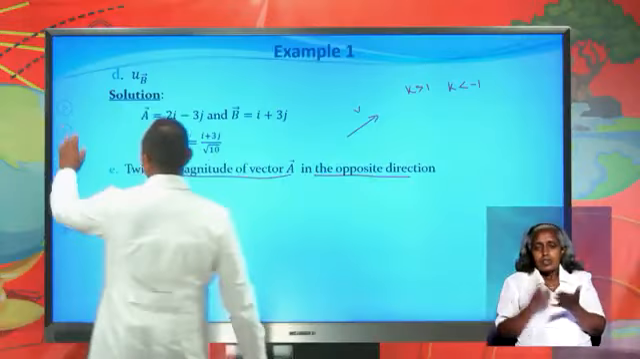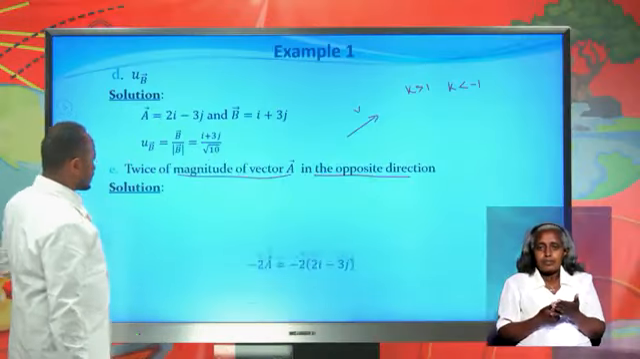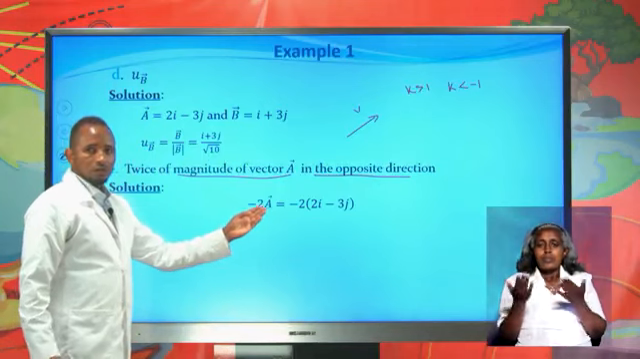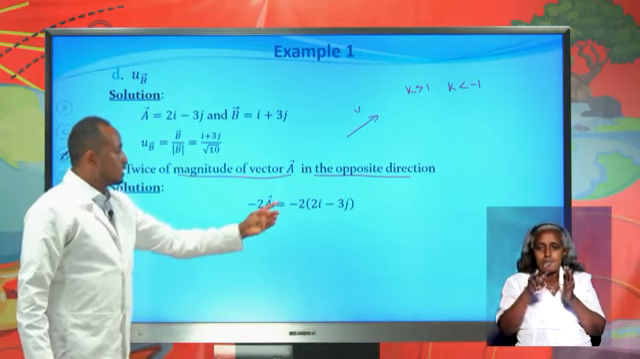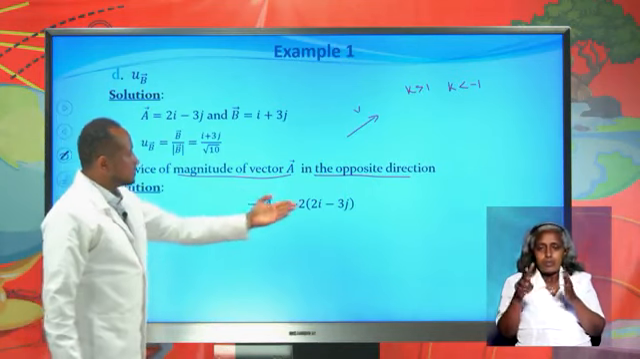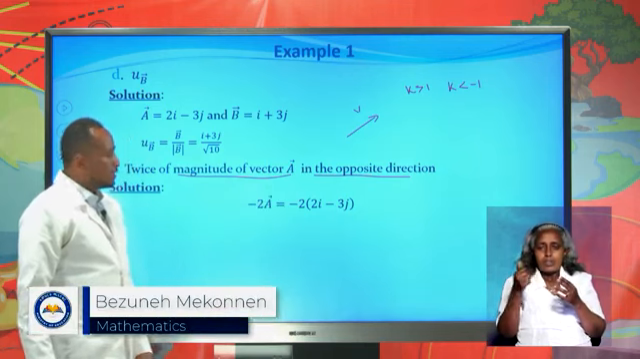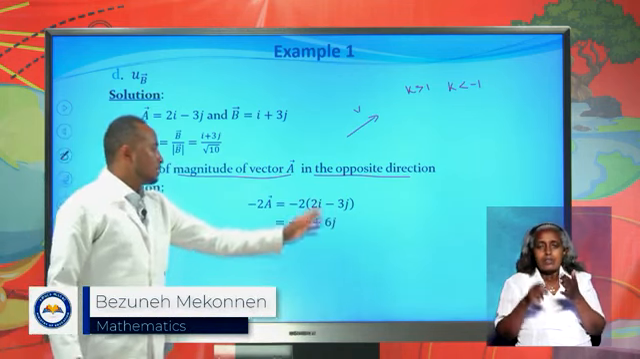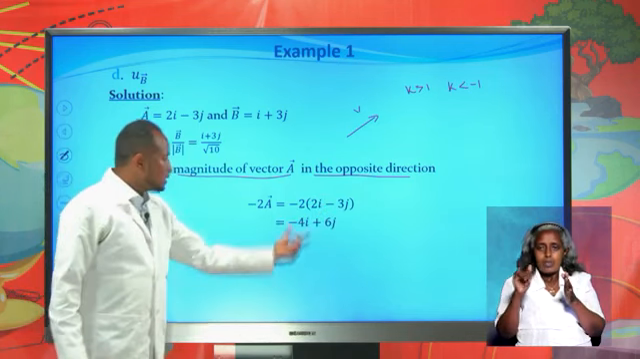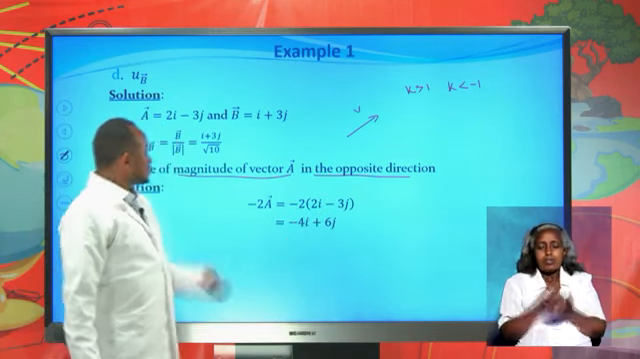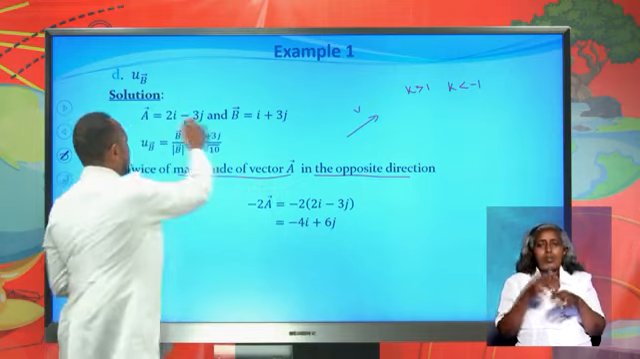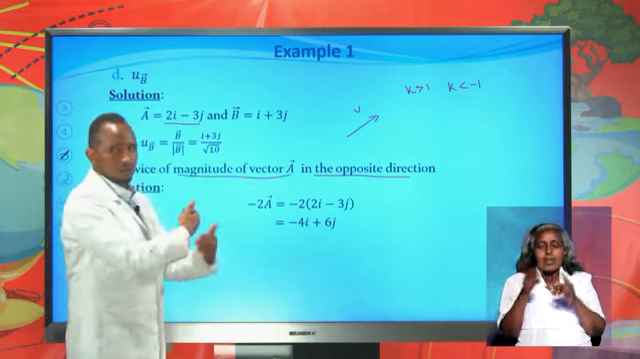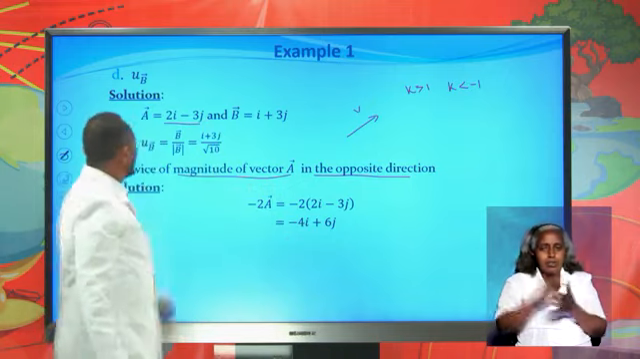Therefore here we are asked to find minus 2a, so this equals negative 2 times our vector a, which is 2i minus 3j. Therefore the result will be minus 4i plus 6j. So this is a vector which is twice the magnitude of vector a but in the opposite direction.